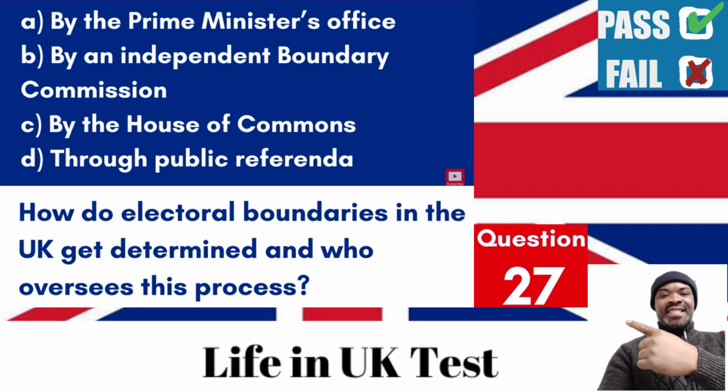Question 27. How do electoral boundaries in the UK get determined, and who oversees this process? A. By the Prime Minister's office. B. By an independent boundary commission. C. By the House of Commons. D. Through public referenda.